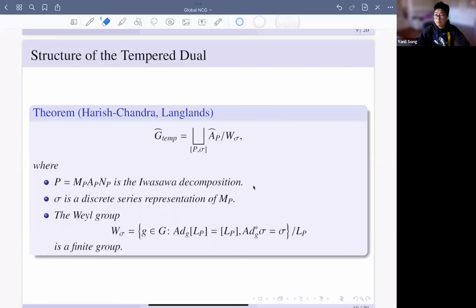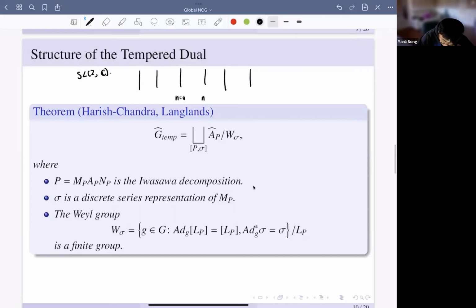In a simple case, if it is SL2C, there is only one P, and sigma is labeled by an integer n. So this is given by some lines: this is n equal to 0, n equal to 1, n equal to -1, n equal to -2, and so on, this is n equal to 2 and n equal to 3. The Weyl group maps this line to this line, and this line to this line, so you can identify 1 and -1. And for 0, the Weyl group maps the positive part to the negative part.